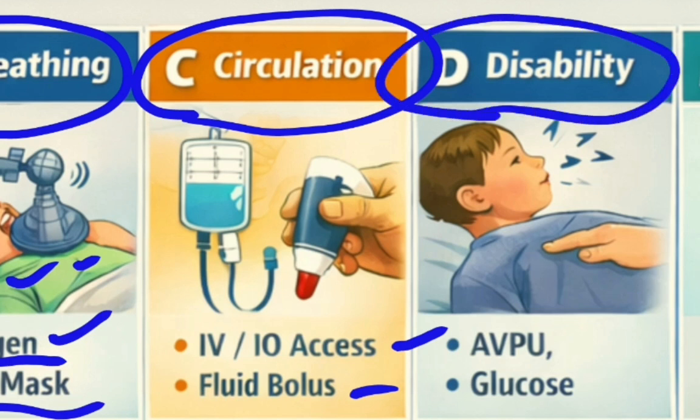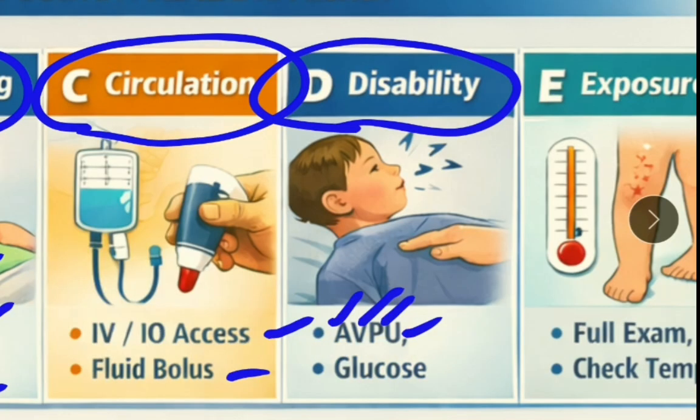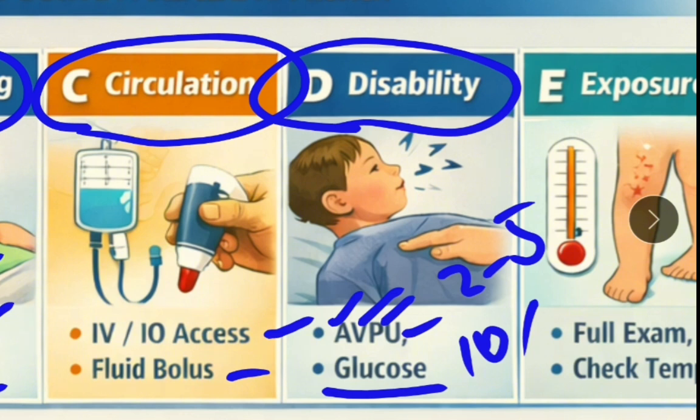D is for disability. It means neurological disability. Quick neurological assessment using AVPU. A, Alert. V, Voice response. P, Pain response. U, Unresponsive. Check glucose level. If hypoglycemia is present, give 10% dextrose 2 up to 5 ml per kg.